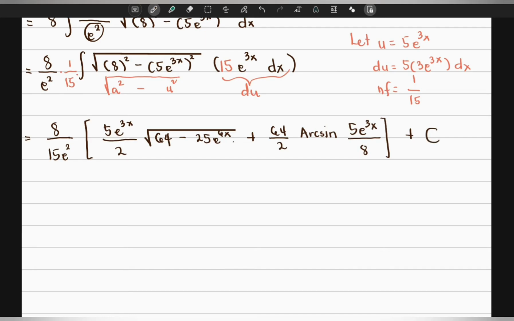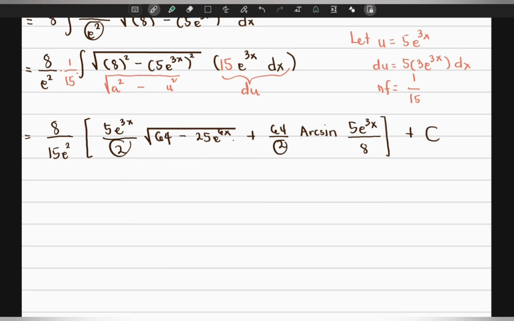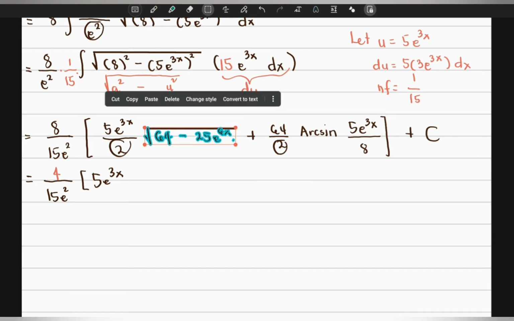Ang gagawin natin, ilalabas lang natin yung 2. Walang fractions. Hindi natin di-divide yung 64 divided by 2. Ilalabas natin yung 2. Okay. Tingnan nyo guys yung mangyayari, no? Shortcut ko na. 4. Asan po yung 2? Ayun na, 8 divided by 2. Ayan. Tapos yung matitira na lang dito, we have 5e raised to 3x times itong radical.